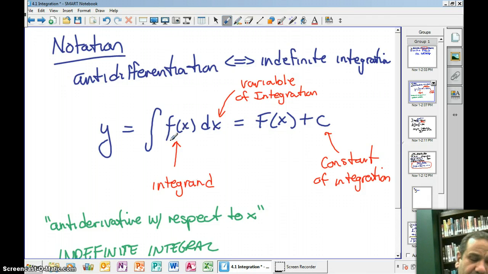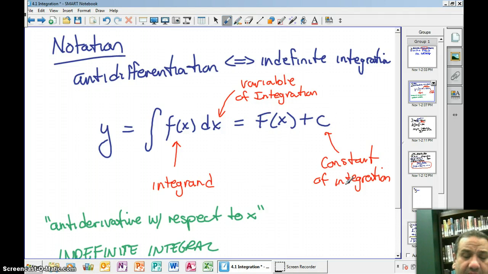This is called the integrand. This is called the variable of integration. It's going to tell me what variable I'm integrating with respect to, because we can have many variables, as you know. We're going to integrate with respect to x, so this is going to be dx. When I do that, I get capital F of x plus c.